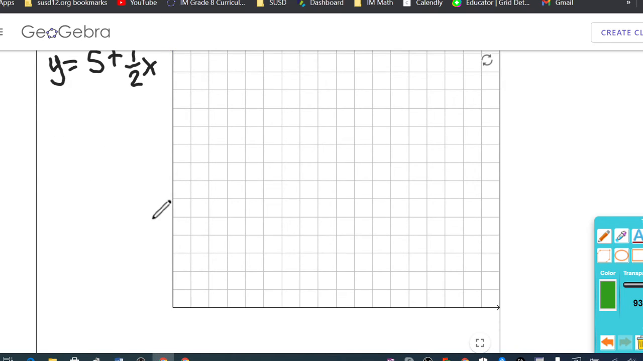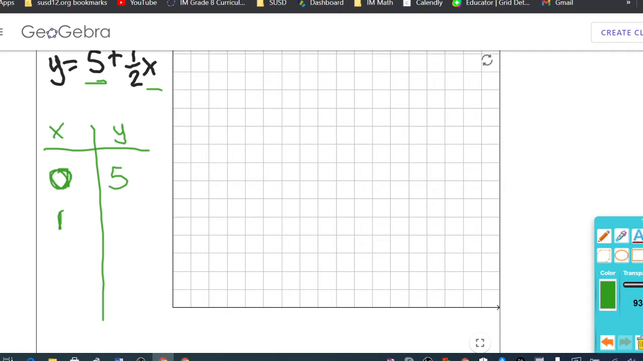So let's make a table of values. Let's start at 0. When x equals 0, the y is already 5. You can see that from this equation. When x equals 1, y equals 5.5. When x equals 2, y equals 6. How about when x equals 10? Then y equals 10, because if you substitute 10 in for x, 1/2 of 10 is 5, and 5 plus 5 is 10.